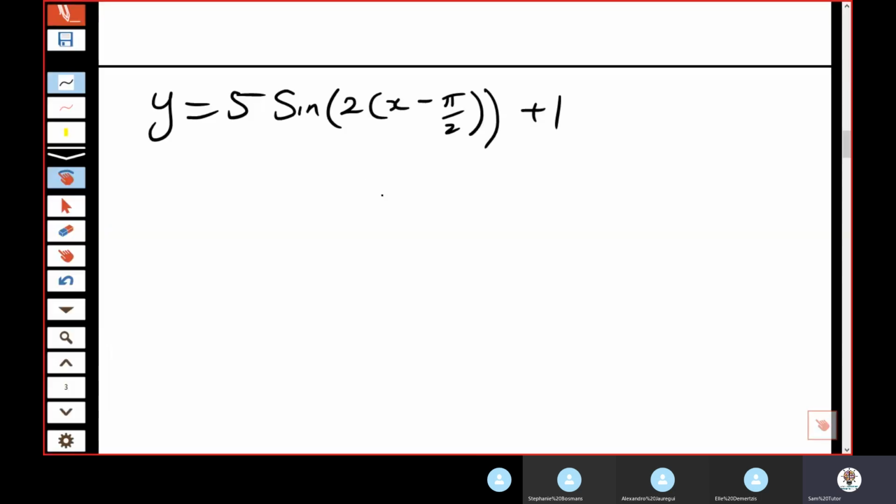So again, give it a shot just before I start. My clue to you would be to draw y equals 5 sine 2x first, then draw the shift left and right, and then the plus 1. So draw the sine 2x, then the shift left and right, and then the shift up and down. All right, I'll leave it with you.